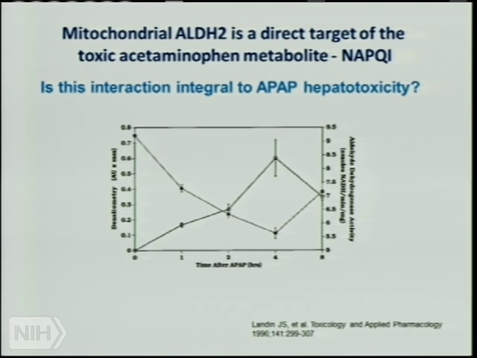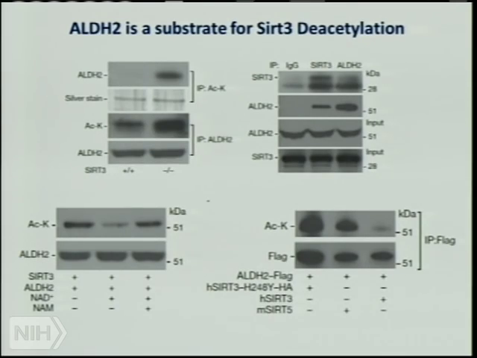And interestingly also, in a far distant time in 1996, it was demonstrated that after APAP administration, the activity of aldehyde dehydrogenase was markedly reduced by 4 hours, and that correlated with the highest peak in NAPQI concentrations. So the highest levels of the toxic metabolite of acetaminophen correlated to the lowest expression of ALDH2. So this made us think this is an interesting target to look at.